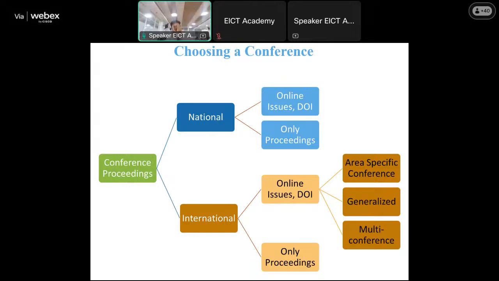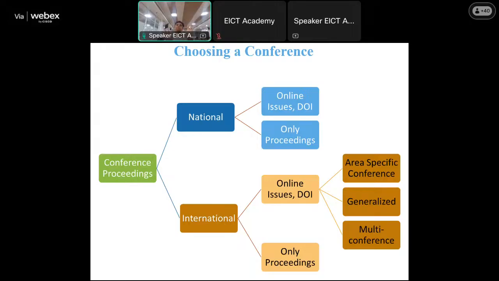Now when we talk about a conference, either national or international, it can be categorized into three subcategories. Here I have defined the bifurcation for international conferences only, but it could be national also. Nowadays all conferences are international only. In that conference category, the three subcategories are: one is an area specific conference, second is a generalized conference, and third is a multi conference. What is the difference among them? Let's consider the generalized conference.